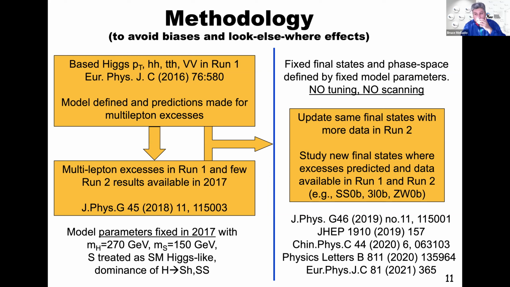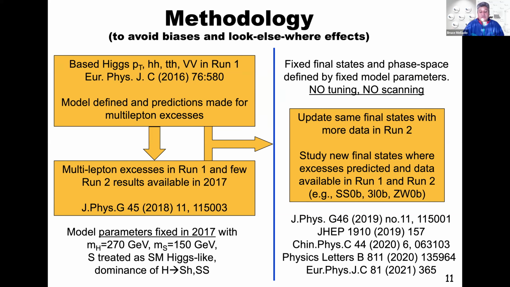let's fix the 2HDM process to having the mass of the heavy scalar at 270, the mass of the singlet at 150, and I will explain why it was 150, and the S is treated like an SM Higgs-like, so it will be decaying mostly into WW.